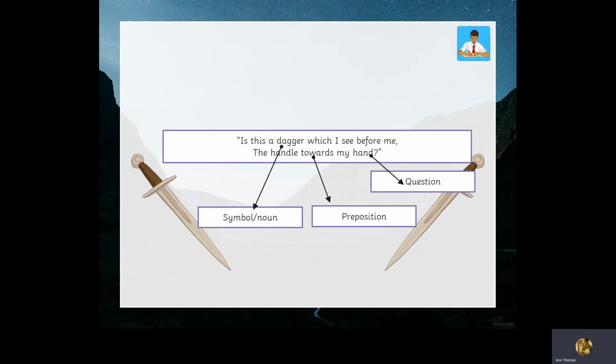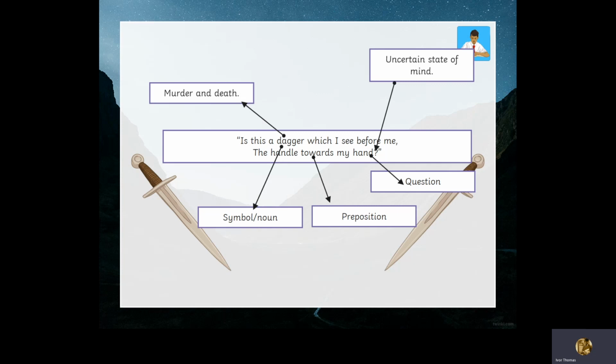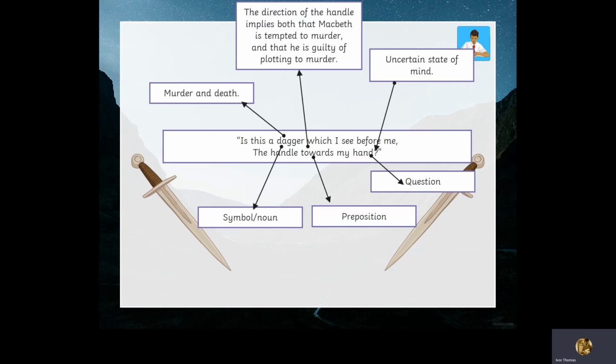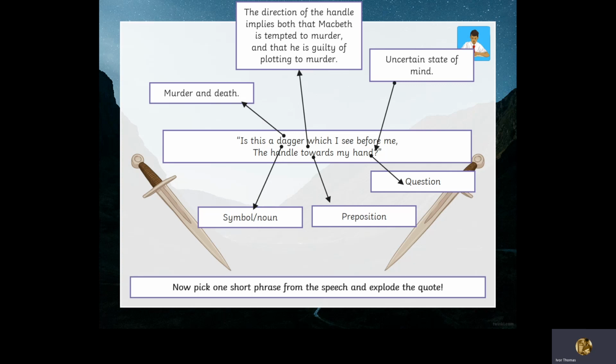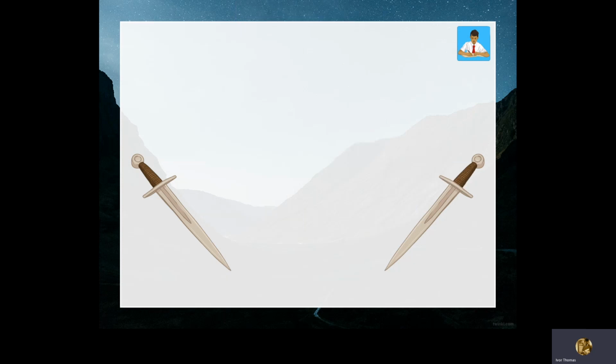So dagger is a noun. Think about a dagger: murder, death, sharp, violence, something like that. Towards is a preposition because it talks about place, and it suggests that if the handle's turning towards me or Macbeth, he's feeling responsible. The phrase "towards my hand" suggests Macbeth isn't quite ready, he's uncertain, doubtful. The subject terminology we put at the bottom usually. So now please pick one short phrase from the speech I just showed you, and explode it.